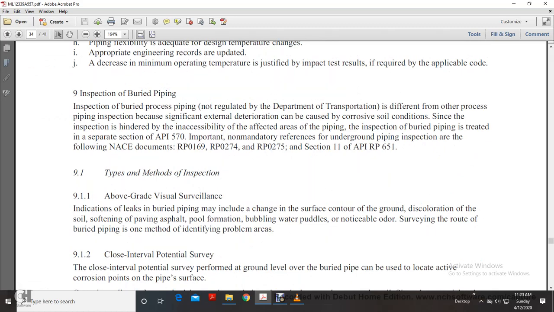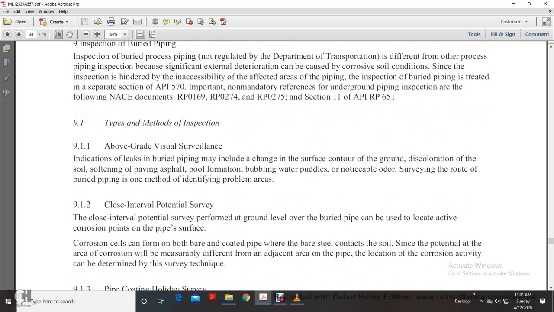Buried process piping is not regulated by the Department of Transportation. Different from other private piping inspection, it comes with significant external deterioration caused by corrosive soil conditions, since inspection is hindered by the inaccessible area of the piping. In API 570, the important non-mandatory references for underground piping inspection are the following NACE documents: recommended practices 0169, 0274, 0275, and Section 11 of American Petroleum Institute recommended practice 651.